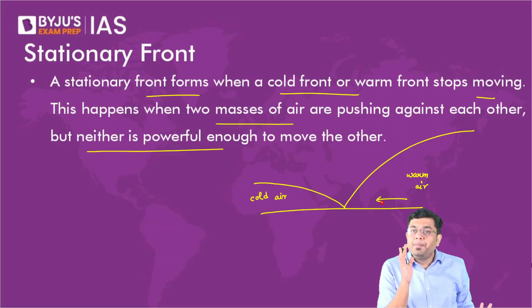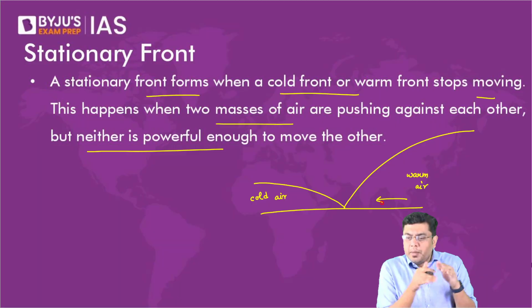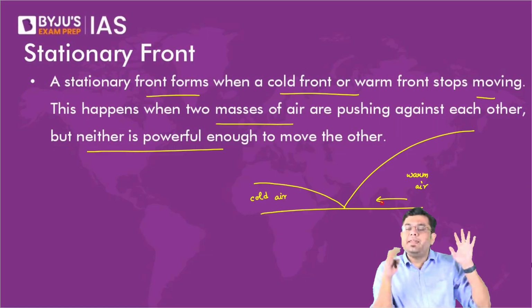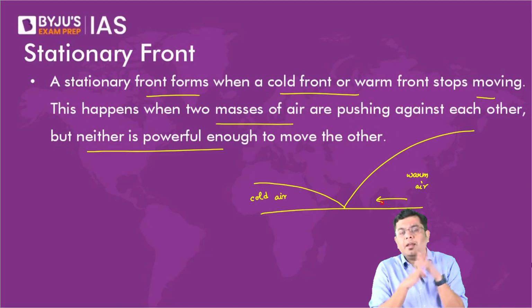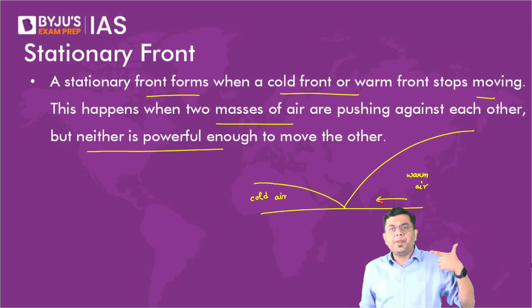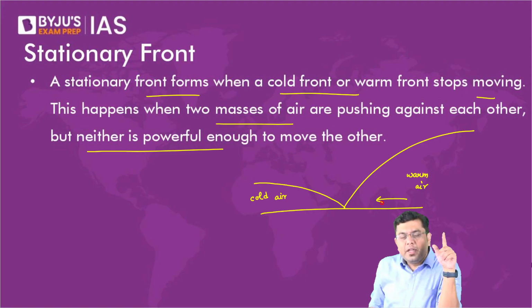Or what can happen? None of them gain enough energy. Let's suppose both of them stay in the same region. Now, when they stay in the same region for a longer period of time, can we say that they can gain each other's properties? They will start mixing with each other. They will start homogenizing with each other. And in that case, what do we have? Dissipation of the front or frontolysis.